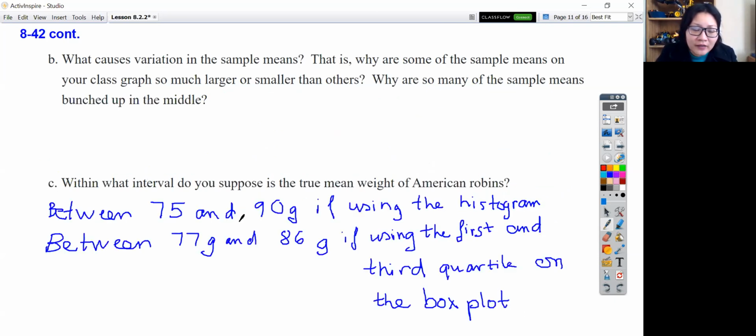All right, question C. Use the data from last year again. Within what interval do you suppose is the true mean? The true mean, okay? No data can find the true mean, but this is the supposed one, okay? Weight of American robins. If we have a lot of data, we can compare our data easily. This is the answer from last year again. Between 75 grams and 90 grams if using the histogram. Between 77 grams and 86 grams if using the first and the third quartiles on the box plot.